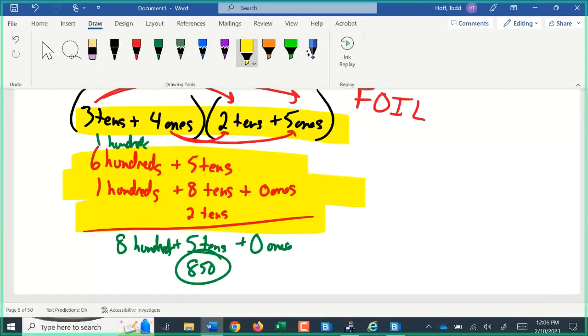With algebraic numbers, the vertical method works just fine, it's just a little bit more writing to get it written out. The FOIL method, we can work on it right in place. So we tend to use the FOIL method for our algebraic numbers or the polynomials.